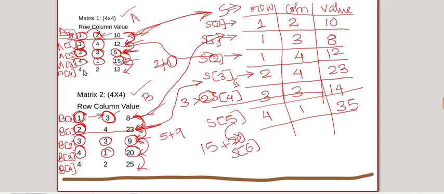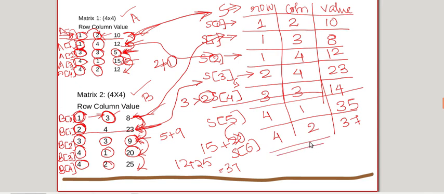Now we reached here, then we can check if the row is equal to this row. It is equal, so we can take the column and check if the column is equal to this column. The column is also equal, then you have to find the sum, that is 12 plus 25, that value will be equal to 37, so fill this 37 here, and it is in row 4 and column 2. See, this is how we can find the sum of two sparse matrices.